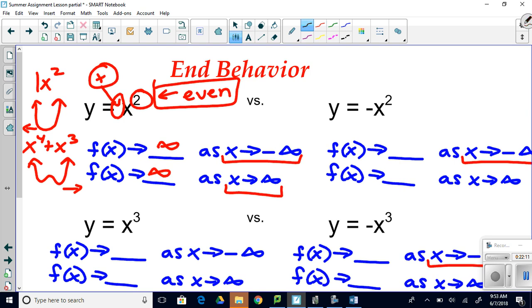Well, that makes negative x squared obvious, hopefully, because this is still even, but now it's negative, and we know a negative is a reflection, so negative x squared is a sad face.